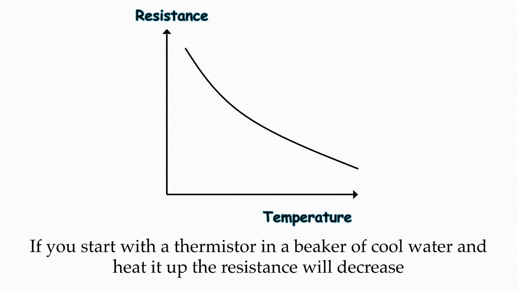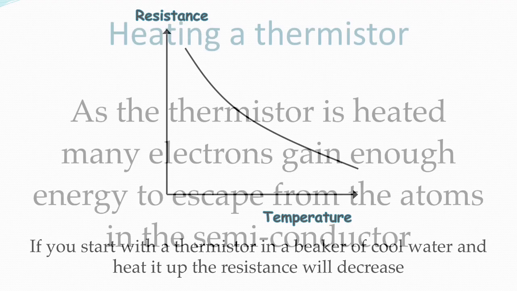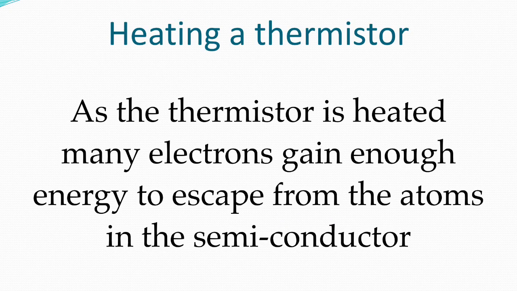If we then use the results from this to plot resistance and temperature together, you would see a graph like this, showing very, very high resistance at low temperatures, but a reduced resistance as the temperature increases. The reason for this behaviour is that as the thermistor gets hotter, the electrons gain enough energy to escape from their atom in the semiconductor, and this allows more current to flow.